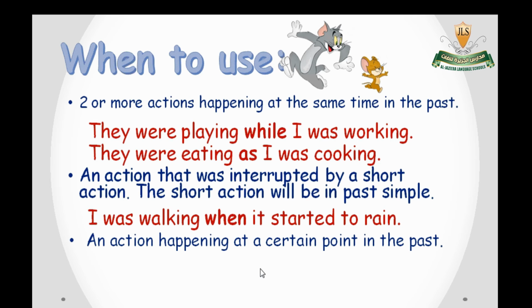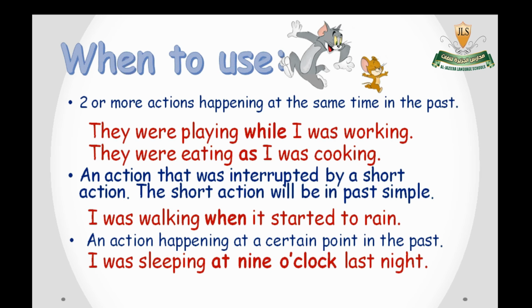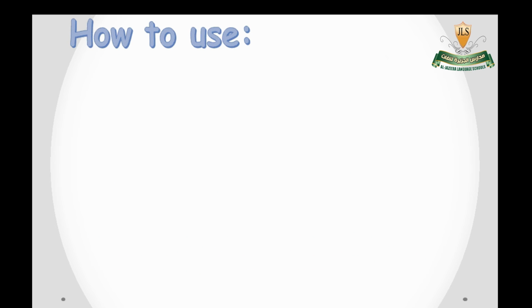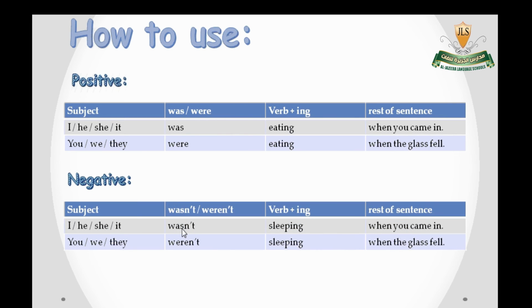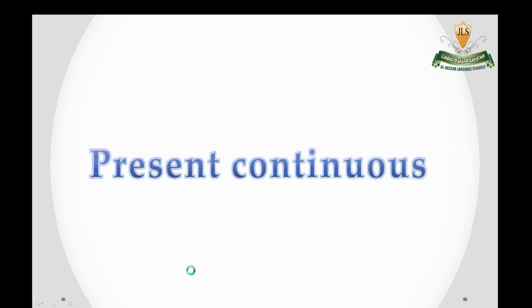An action happening at a certain point in the past. As I told you, continuous means something at a point in time. I was sleeping at 9 o'clock last night. The positive form, as we know: I, he, she, it take was plus verb-ing; we, you, they take were plus verb-ing. In the negative, I am putting wasn't and weren't.